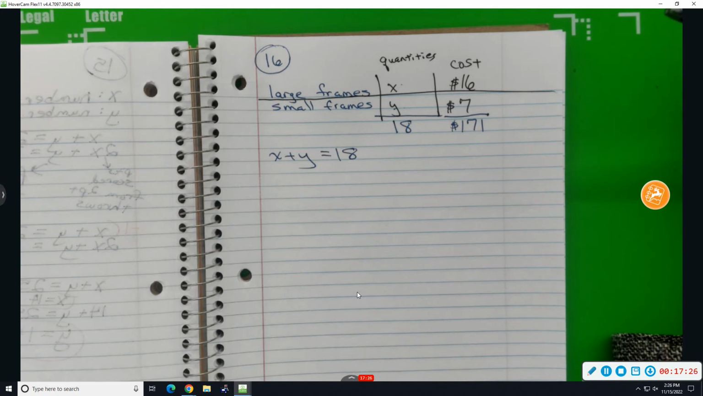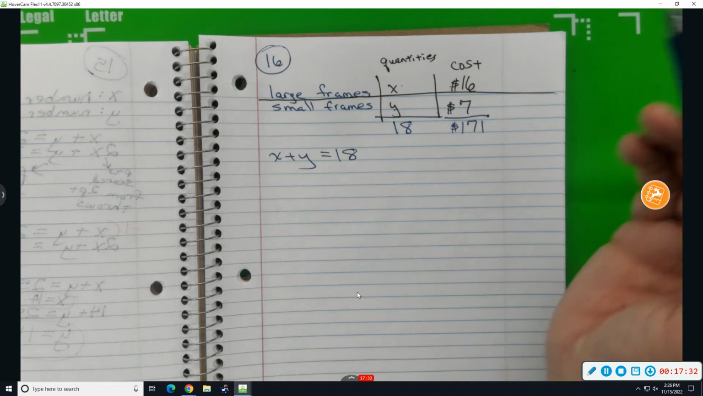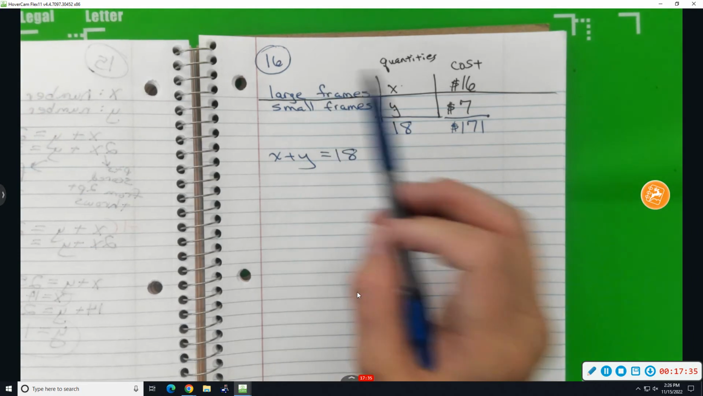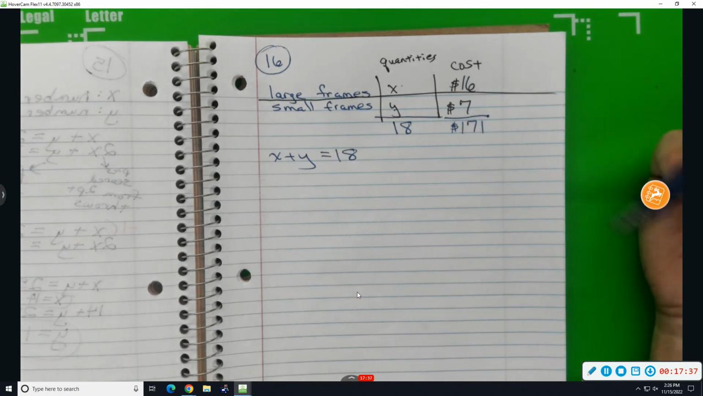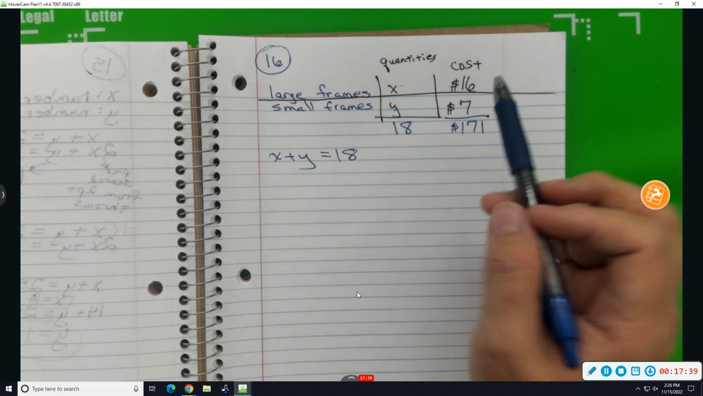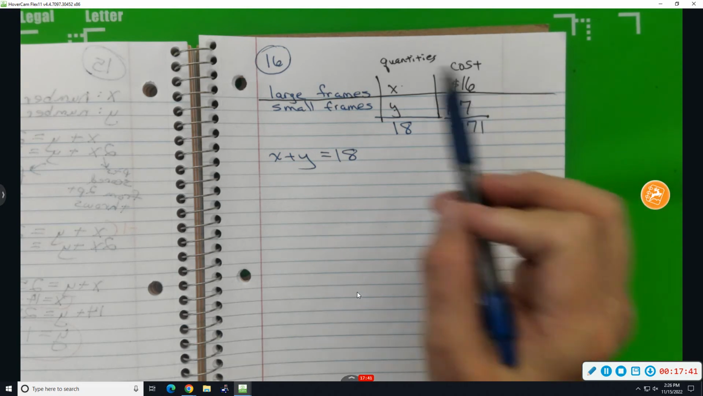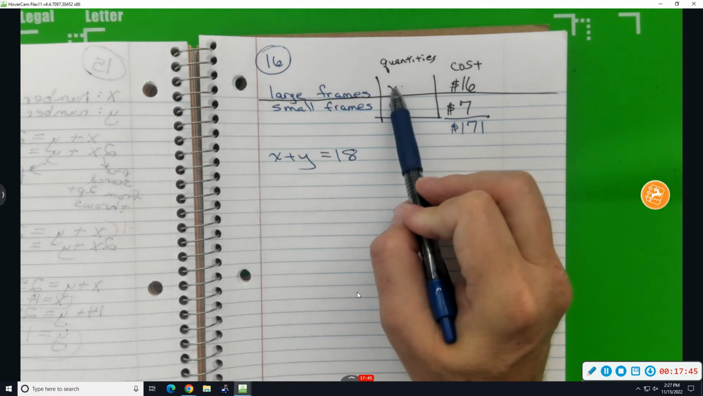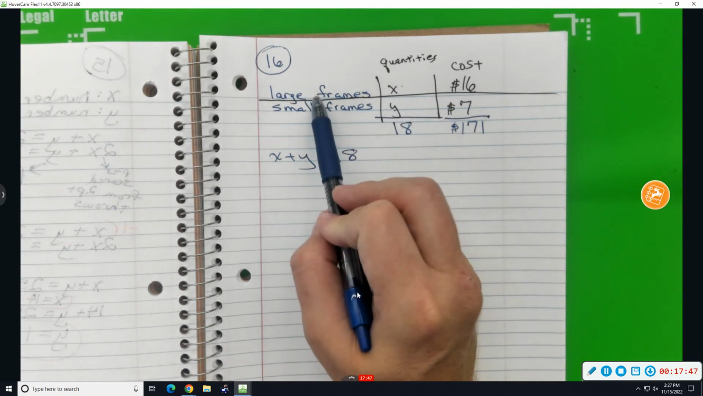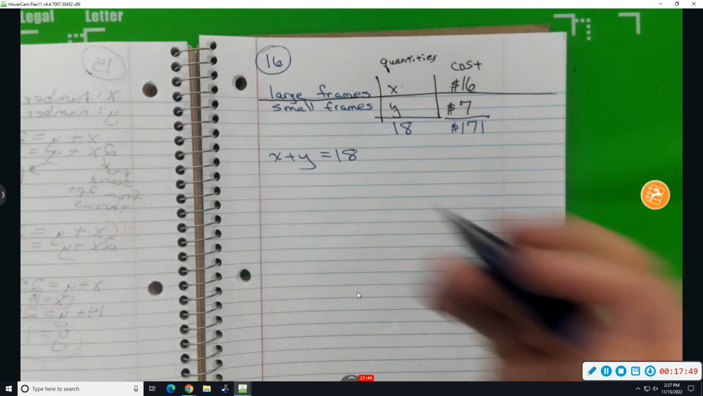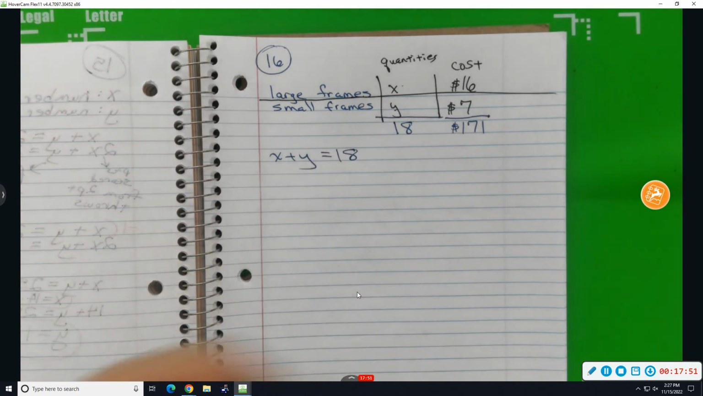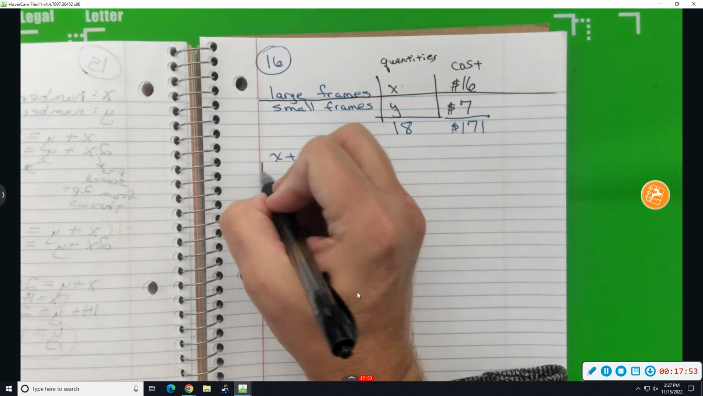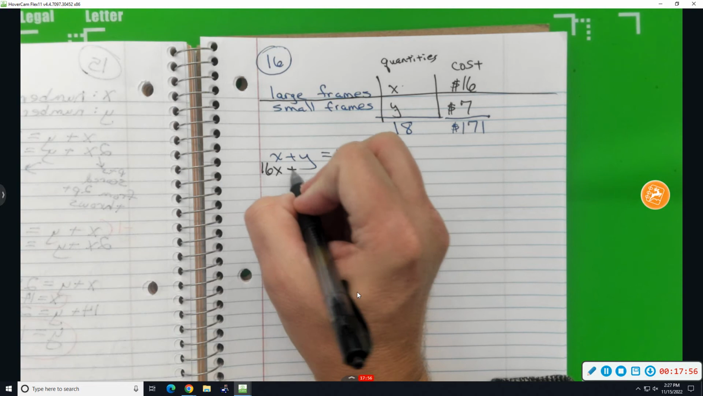How much money did this woman spend buying large picture frames? Suppose she had bought 10 large picture frames. How much money did she spend? 160. You take the cost per item times the number of items. That tells you how much you spent on large picture frames. So 16x. Cost per item times the number of items, plus.